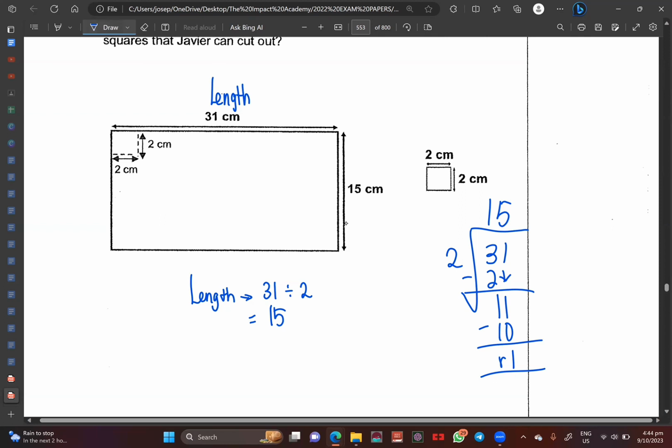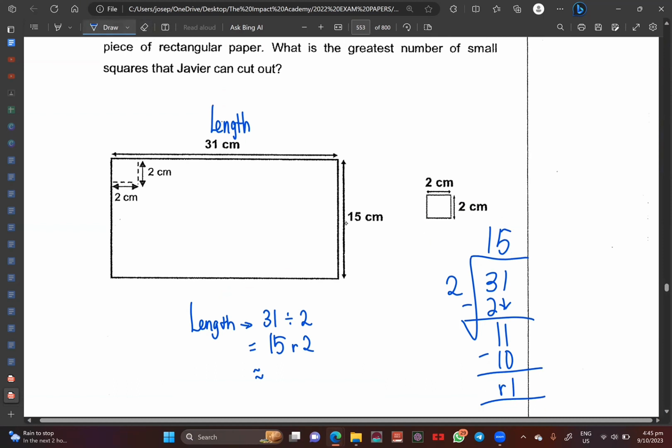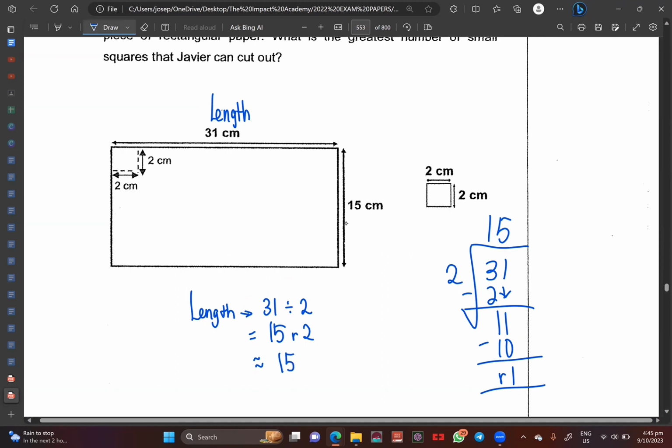So this 15 is what? We will write 15 remainder 1, okay? But I want what? I want the full square. I don't want a square that is only half. Do you understand? So therefore, I would say, Javier, you can only get 15 small squares on the length. So I have this remainder 1. Am I making sense here?